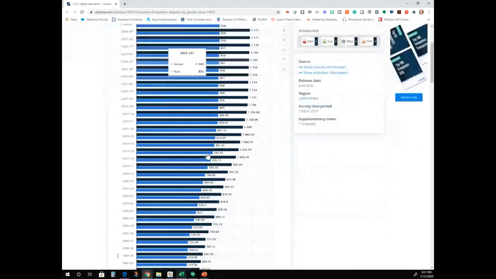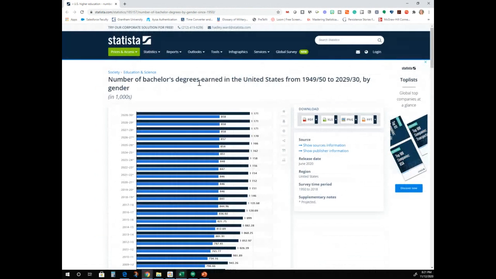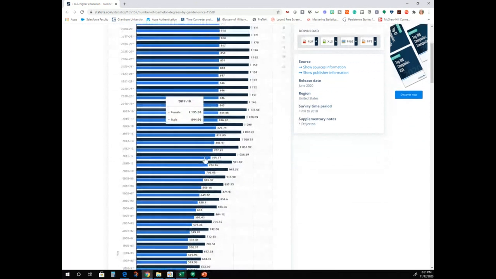But this has data all the way back to 1950, and this is the number of bachelor's degrees earned in the United States by gender. If you highlight it, the dark blue, it's kind of hard to see on here, is female, and the light blue is male. So you can see that females have been getting more bachelor's degrees than males.